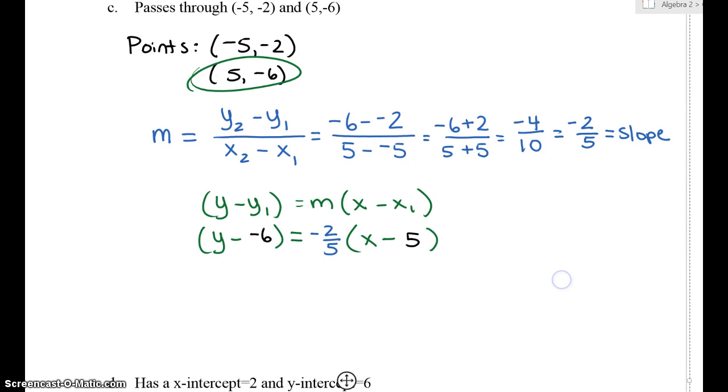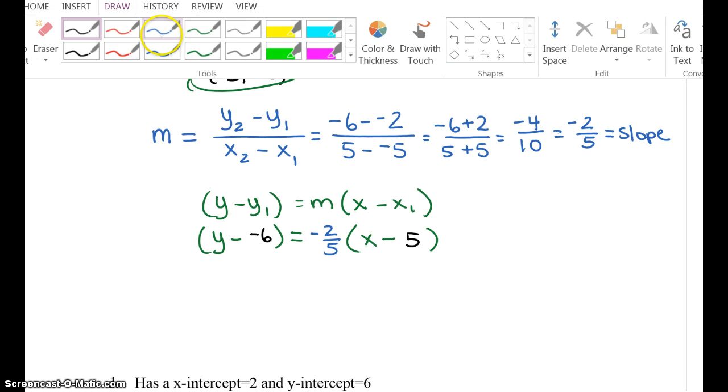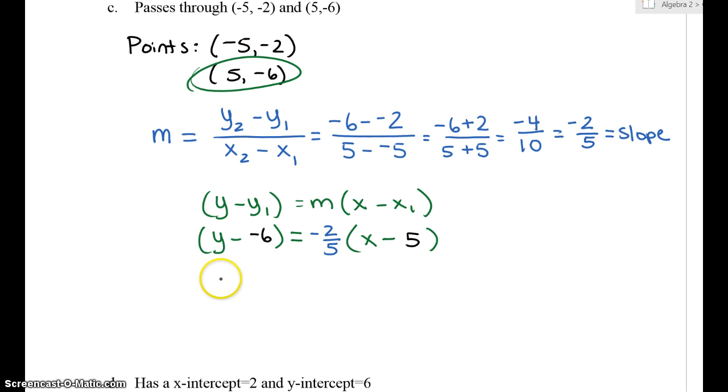And then we'll simplify. Now remember that all the answers they wanted were in slope-intercept form, so we're going to have to go ahead and simplify. Well, we have y plus 6, because two negatives create a positive. We're going to distribute this over, and we get negative 2 over 5x, which looks scary, but it's not so bad. I'm going to go ahead and put this over 1. Negative 2 times negative 5 is positive 10, all over 5 times 1 is 5.